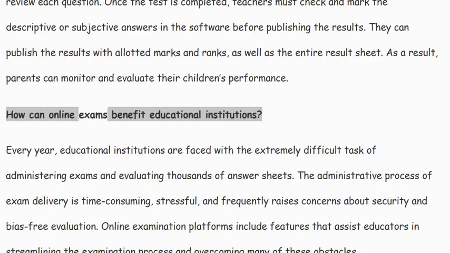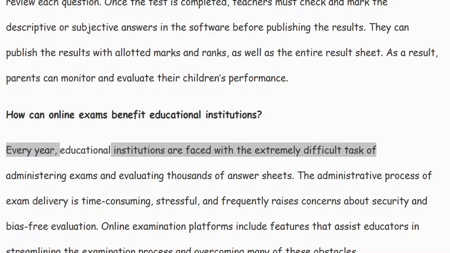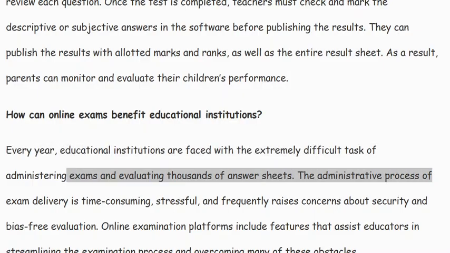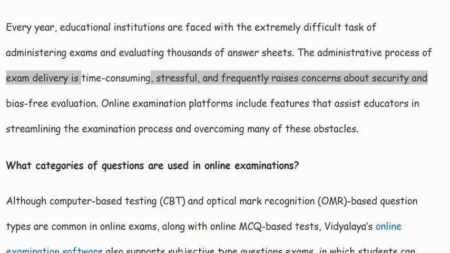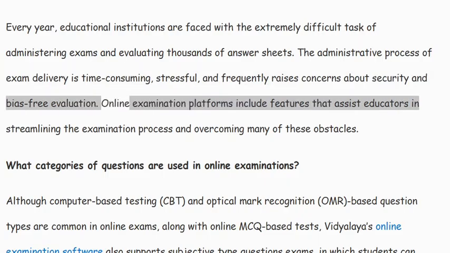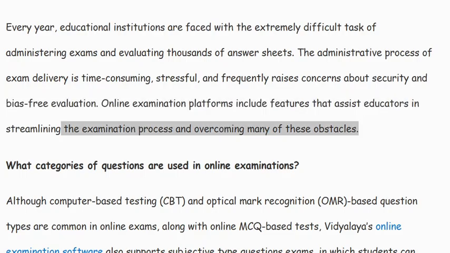How can online exams benefit educational institutions? Every year, educational institutions are faced with the extremely difficult task of administering exams and evaluating thousands of answer sheets. The administrative process of exam delivery is time-consuming, stressful, and frequently raises concerns about security and bias-free evaluation. Online examination platforms include features that assist educators in streamlining the examination process and overcoming many of these obstacles.